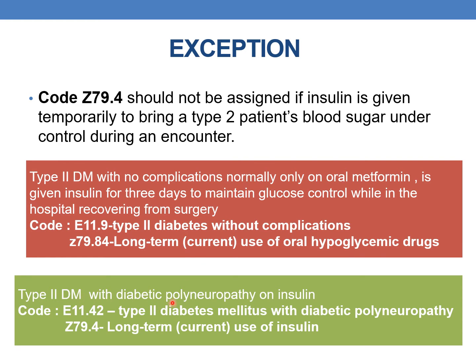Type 2 diabetes mellitus with diabetic polyneuropathy on insulin. Here he is on long-term use of insulin. So the appropriate codes are E11.42 to indicate type 2 diabetes mellitus with diabetic polyneuropathy, followed by Z79.4, long-term current use of insulin. By this it is clear when we should use Z79.4. Whenever insulin is given temporarily to bring down blood sugar level, in that case we should not code Z79.4.